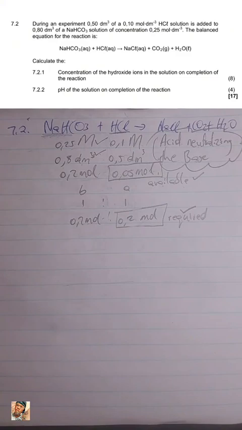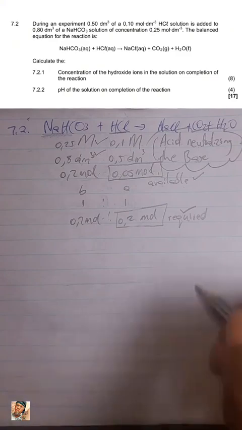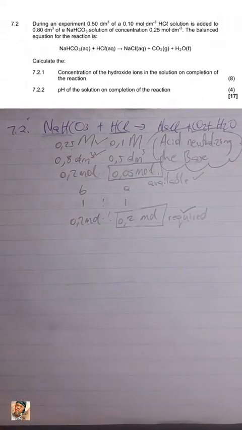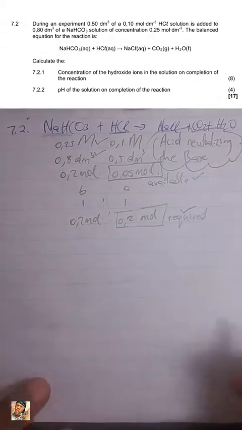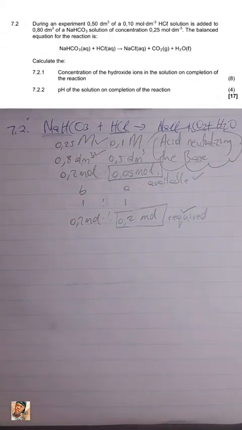So which one is in excess and which one is the limiting reagent? The limiting reagent is the one that is going to react completely, which is the acid in this example. When the available is greater than the required, that is information you're going to need, and you're going to need to write this into your notes.